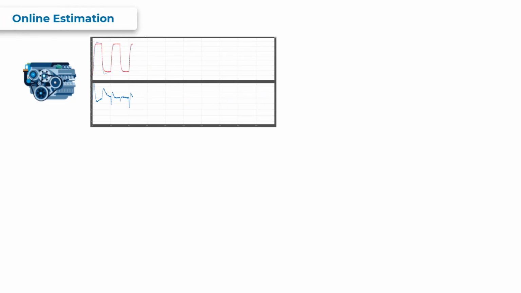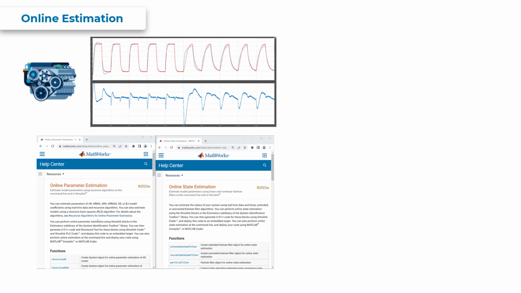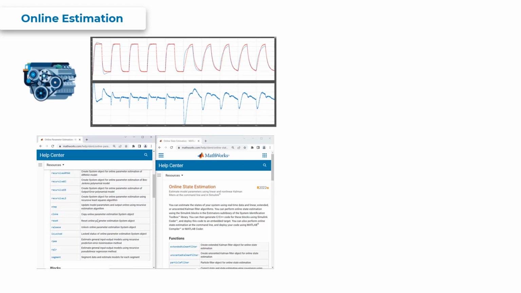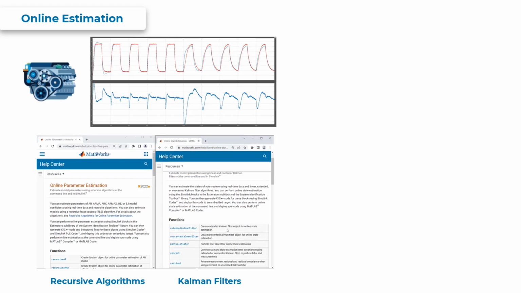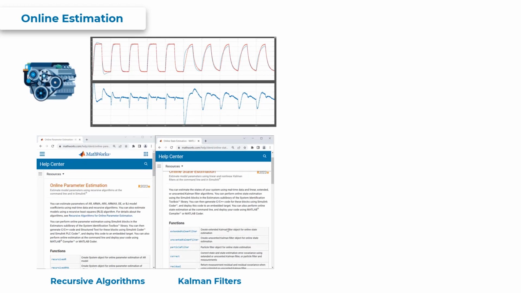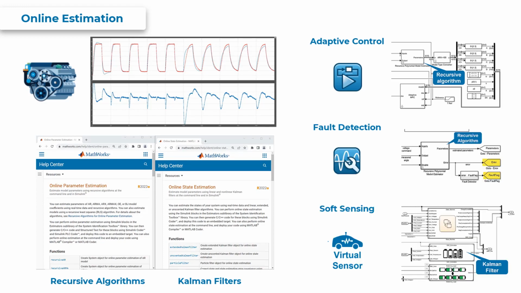For systems whose dynamics change over time during their operation, you can perform online parameter and state estimation using recursive algorithms and linear and nonlinear Kalman filters. You can use these online models for applications such as adaptive control, fault detection, and soft sensing.